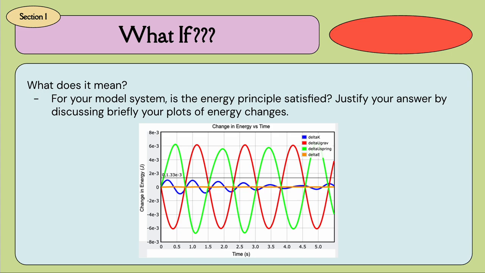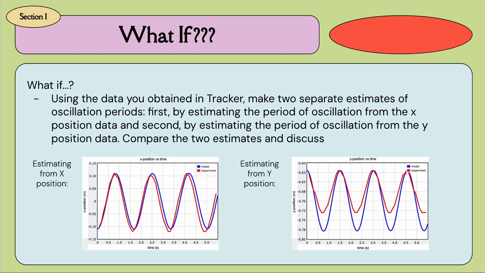For our last what-if question, it asks us to compare the x and the y positioning of oscillations. In order to do this, I did a rough little calculation where I would calculate the distances between the troughs. The average for the x direction was 1.68 seconds, and the average for the y direction was 1.65.